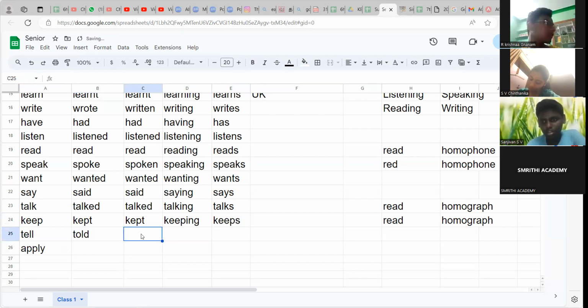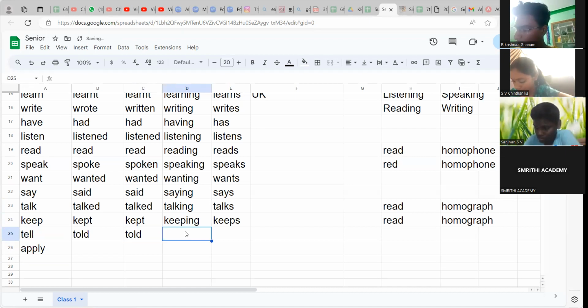Very important, because when we talk, we are going to use all these words. You have to use it correctly. Correct tense, correct pronunciation, correct application, correct placement of the verb. So important in English. Told, told. This is also told. Telling, tells. Look at that.